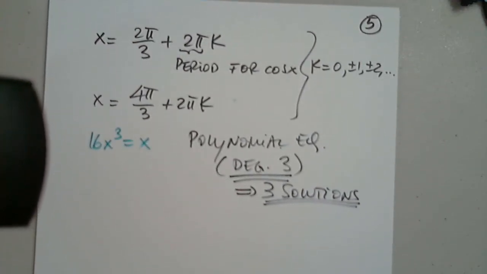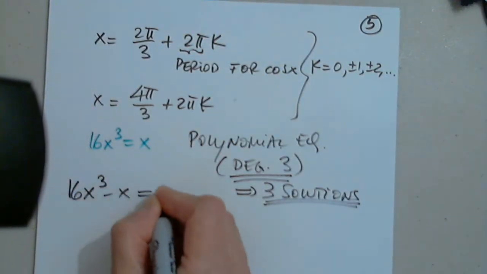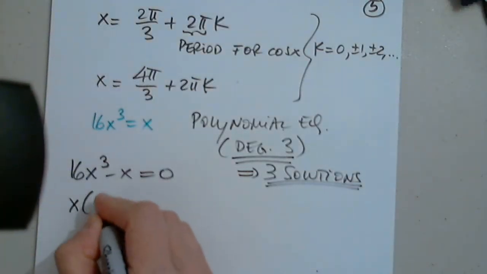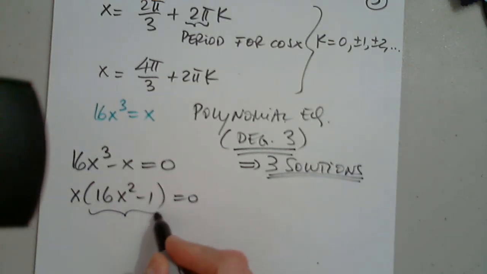Good. How do we start? This is not quadratic, it's polynomial, but the starting point is pretty similar. Yes, we have to set it equal to 0. Excellent. What now? We factor out an x. Very good, awesome. 16x squared minus 1 equals 0. Good. What do I do with this?